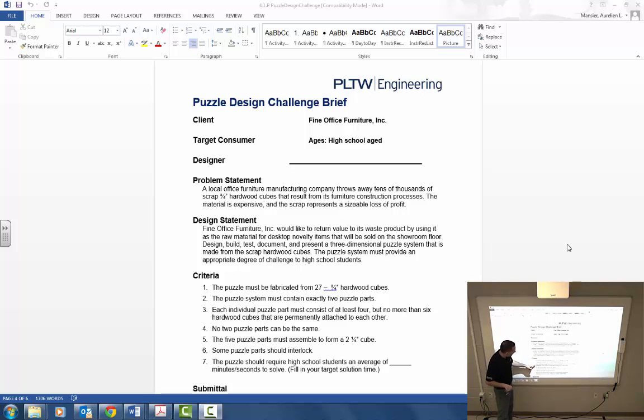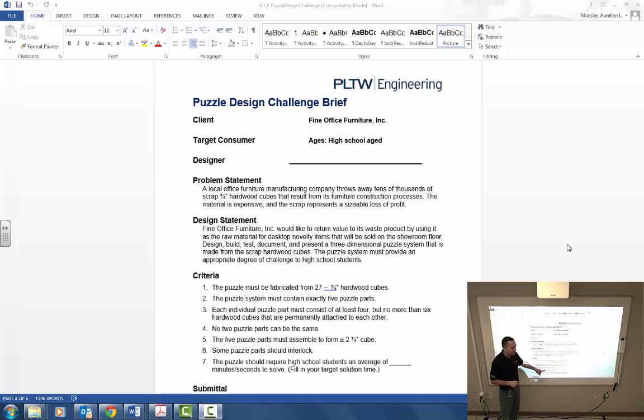This is the most important thing for our design brief, which is our criteria when we start thinking about the design of what this puzzle cube is going to look like. The puzzle must be fabricated from 27 3/4-inch hardwood cubes. That's what I purchased, so you're good there. The puzzle system must contain exactly 5 puzzle parts. So there are 5 individual parts made from those 27 cubes that will come together to make one larger cube. Each individual puzzle part must consist of at least 4, but no more than 6 hardwood cubes that are permanently attached. So we're going to glue them together. It could be 5, it could be 4, somewhere in that range.